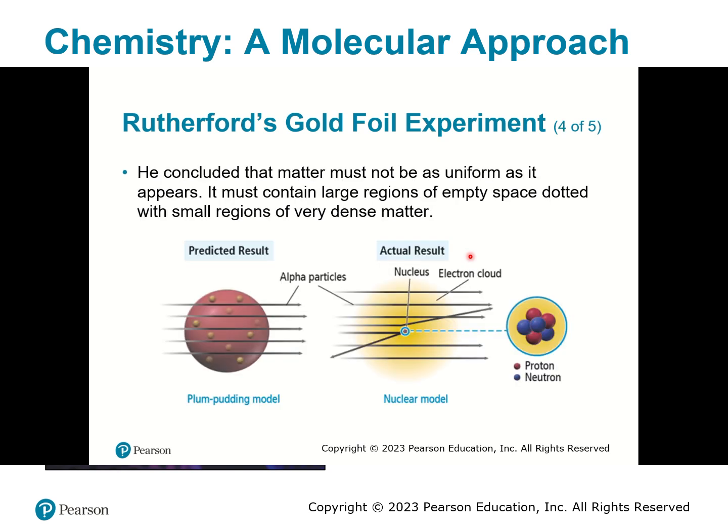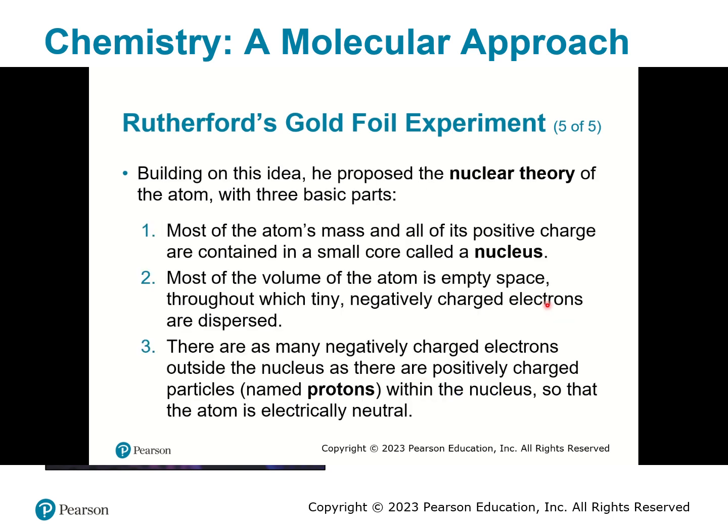Rutherford, using the plum pudding model, predicted that all alpha particles would pass straight through the electrons interspersed within the sphere of positive charge. The actual result suggests a nuclear model, with a central nucleus comprising protons and neutrons, surrounded by an electron cloud. Alpha particles pass straight through the electron cloud but are deflected by the nucleus.